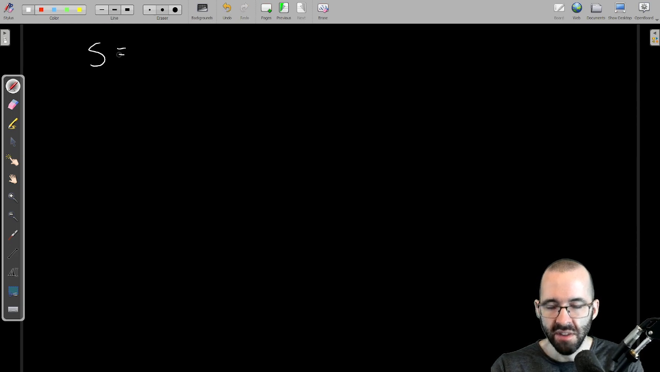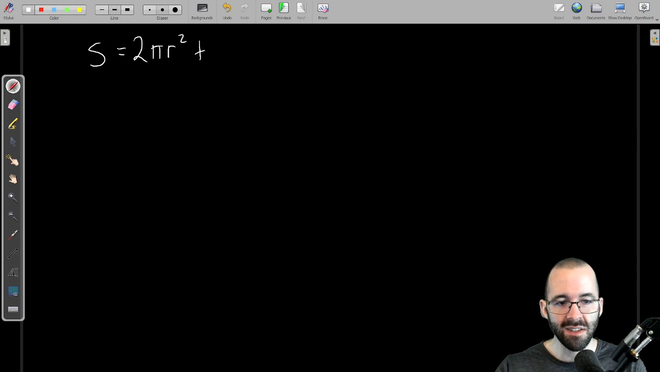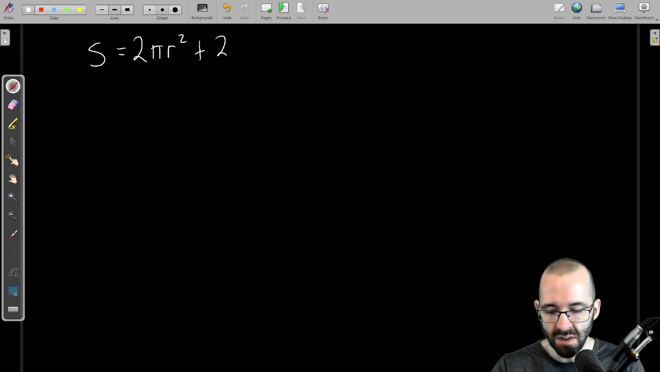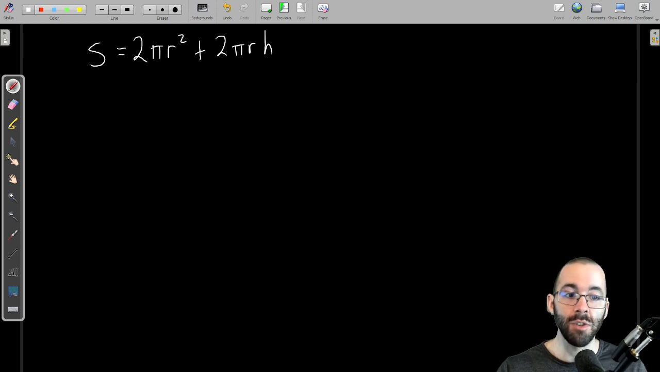Surface area is going to be the surface area of the bottom and the top, which is the area, pi times the radius squared. And we're looking at the bottom and the top, so it's going to be 2. Plus the side, which is the circumference times the height. That's 2 pi r times h. You don't need to come up with this formula. I'll either give it to you, or you can find it online. That's our surface area. Let's start with that.